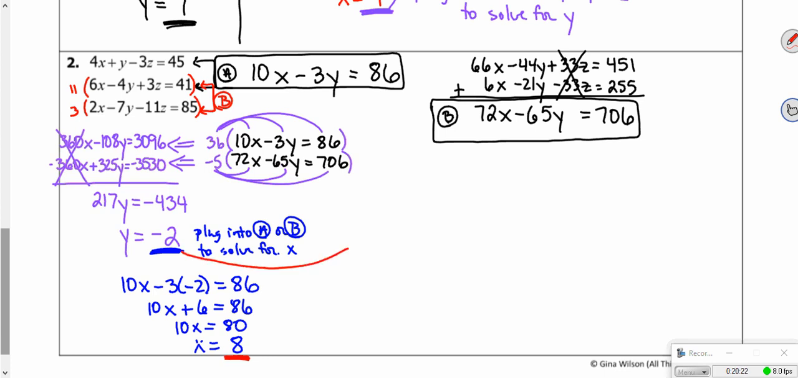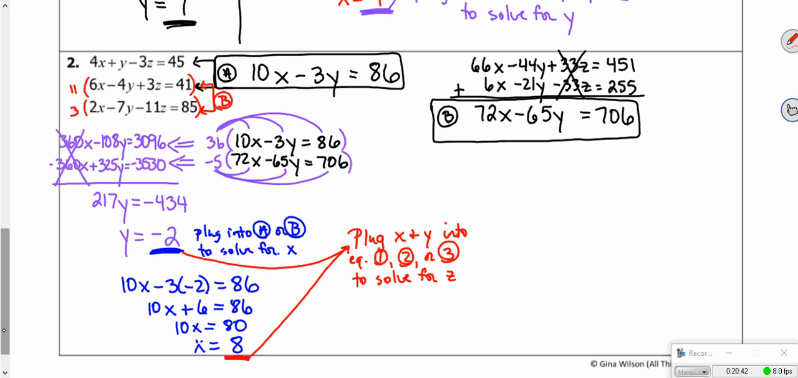I need to plug x and y into equations 1, 2, or 3 to solve for z. Okay, so just pick one. I'm just going to go with the top one.